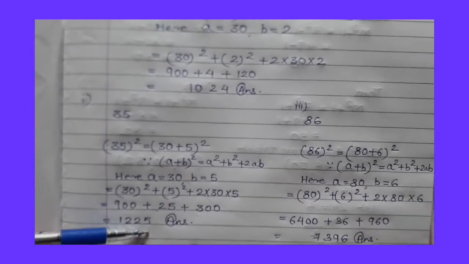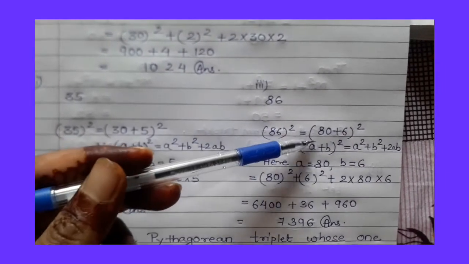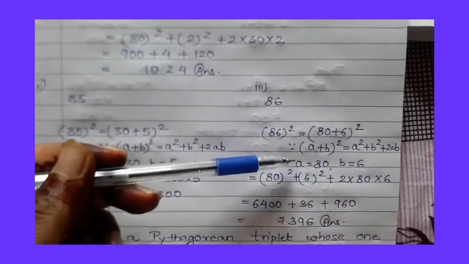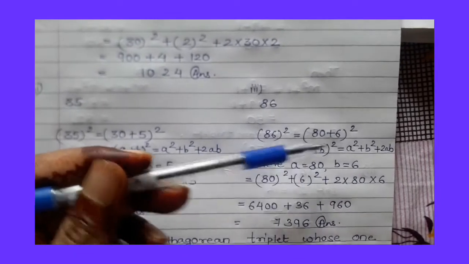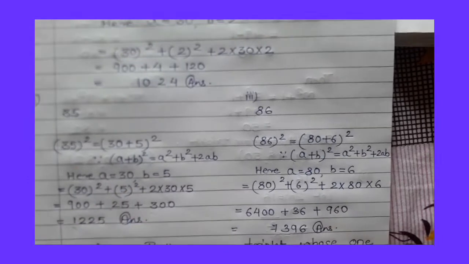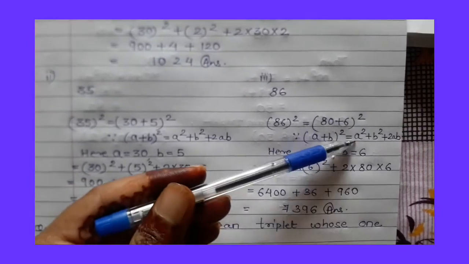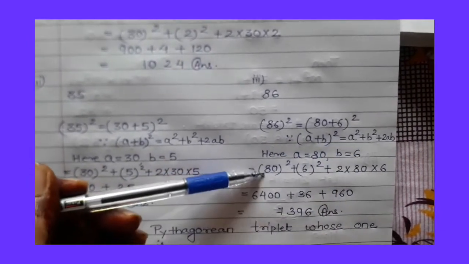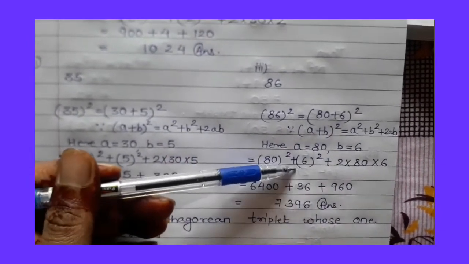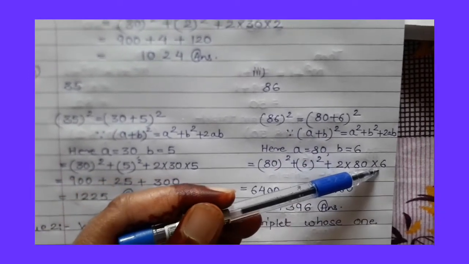Now third part, 86 square. Again we'll split this 86 as 80 plus 6. Same way we'll do. Again we'll use same identity, a square plus b square plus 2ab. Here value of a is 80 and value of b is 6. Now we'll put our values in this identity. 80 square plus 6 square plus 2 multiplied by 80 multiplied by 6.